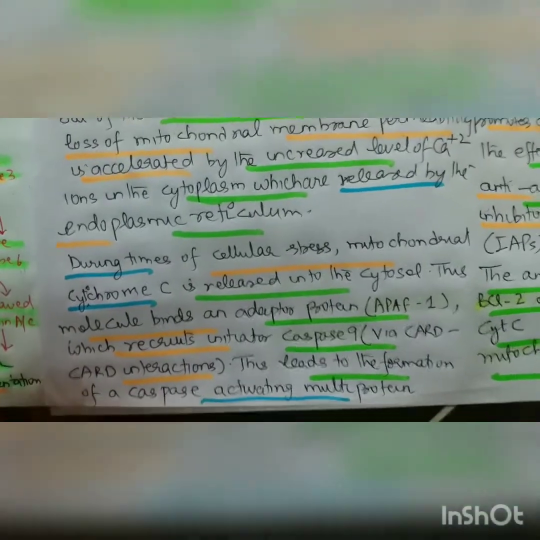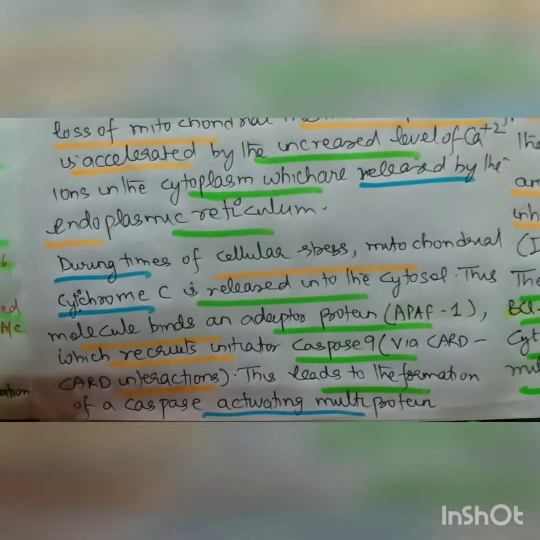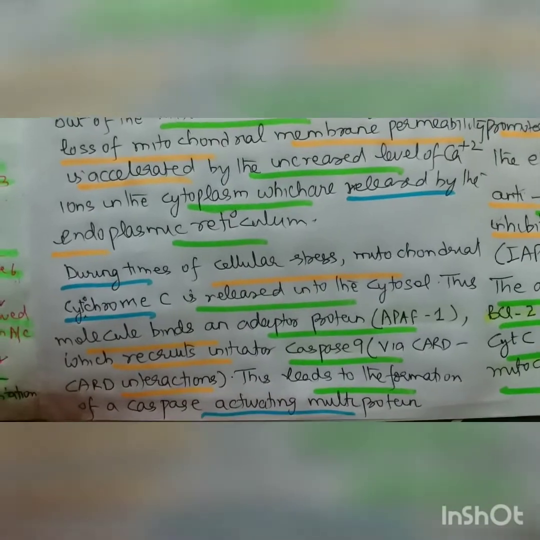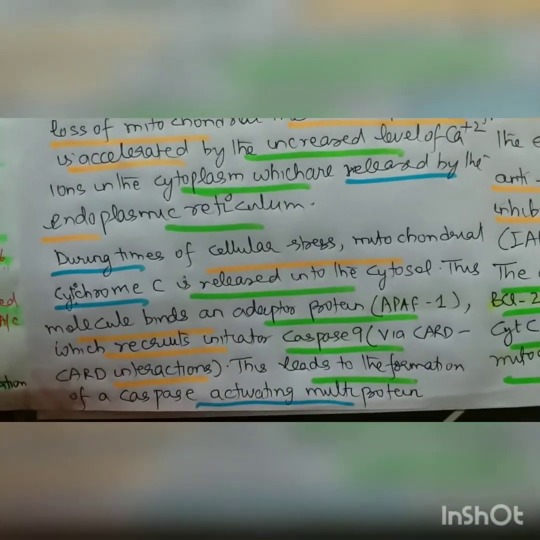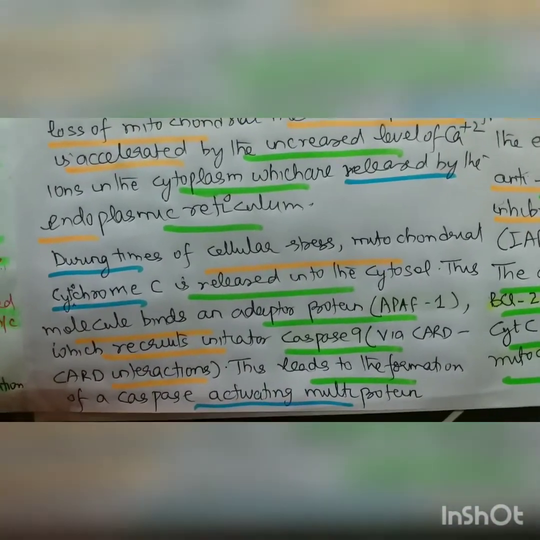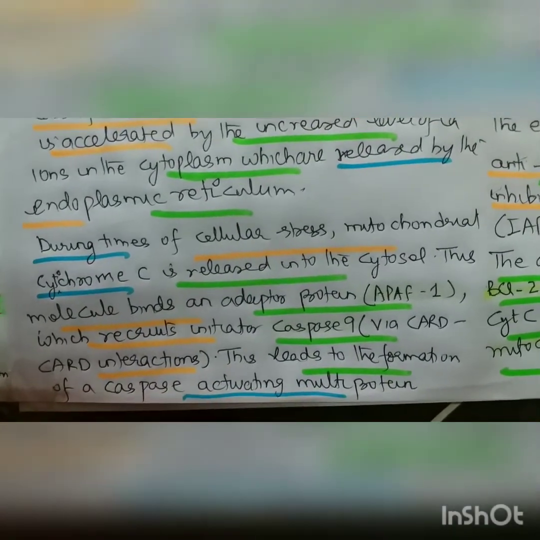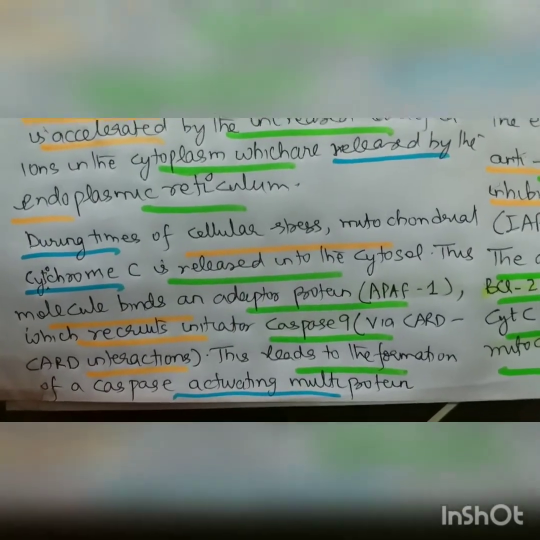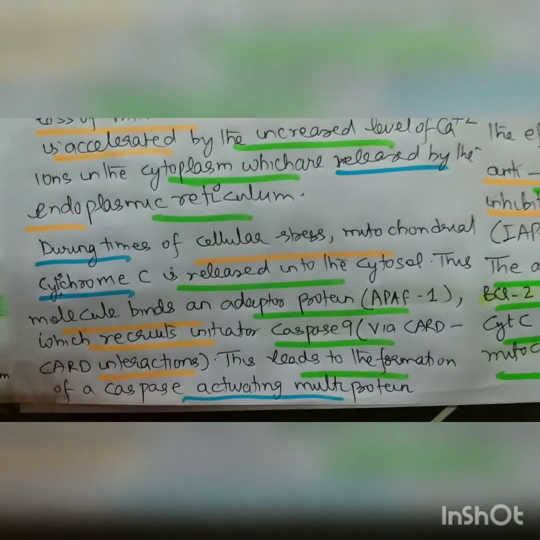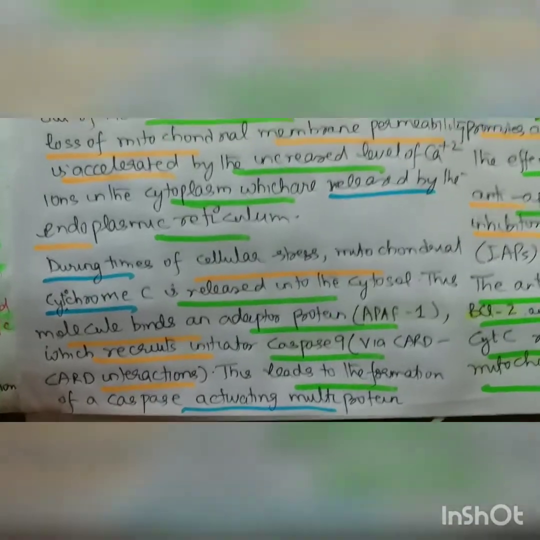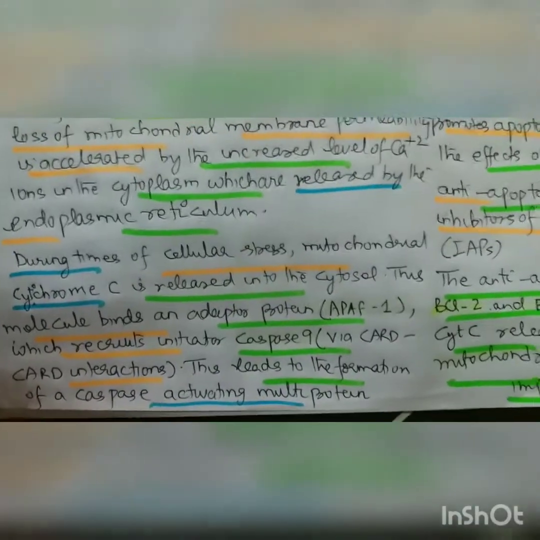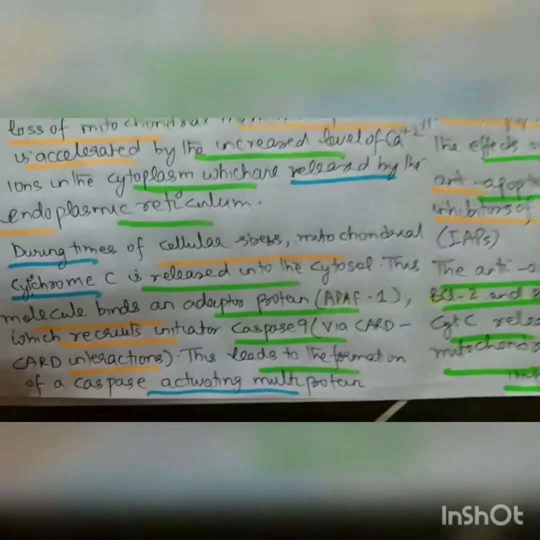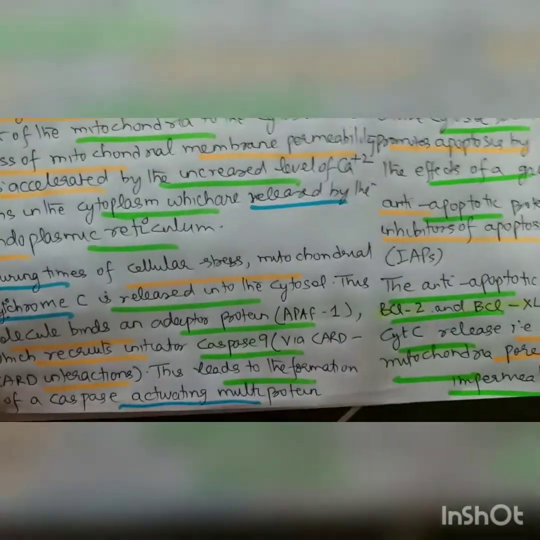During times of cellular stress, mitochondrial cytochrome C is released into the cytosol, and it binds with the adapter protein APAF-1, which recruits initiator caspase 9 by CARD-CARD interaction, because I told you there is a CARD domain and WD40 repeats which cause auto-inhibition of APAF-1. Please refer to the last lecture.